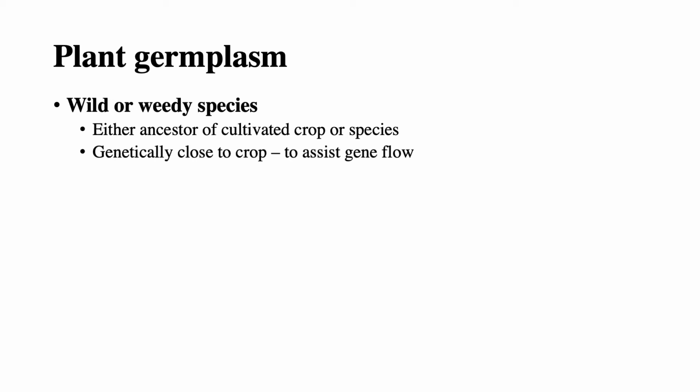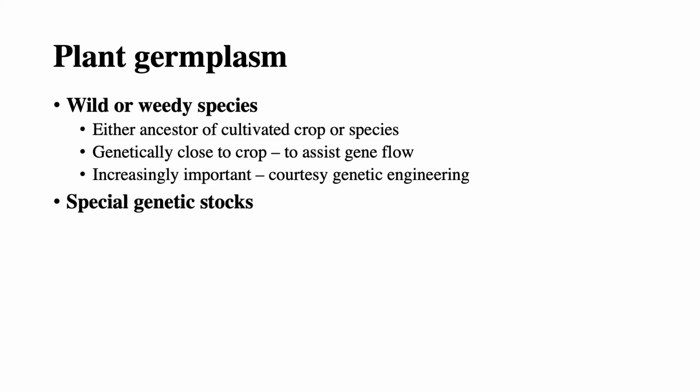So now what are wild or weedy species? These are wild and weedy species related to the cultivated species. These are either the ancestors of a cultivated crop or species. The wild and weedy species are genetically close to the crop so that genes can flow between them without much difficulty, or the genetic barriers between them can be removed by certain methods such as embryo rescue of hybrids. These germplasm resources are becoming increasingly important as genetic engineering has facilitated the transfer of genes from different plant species, families, and even genera.